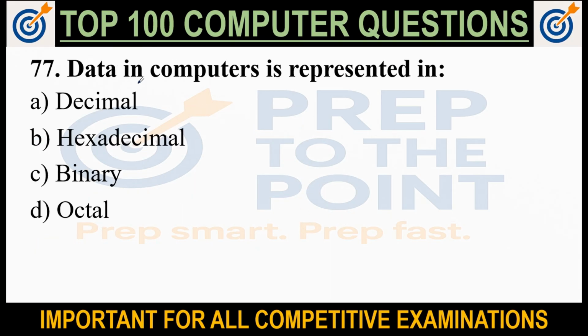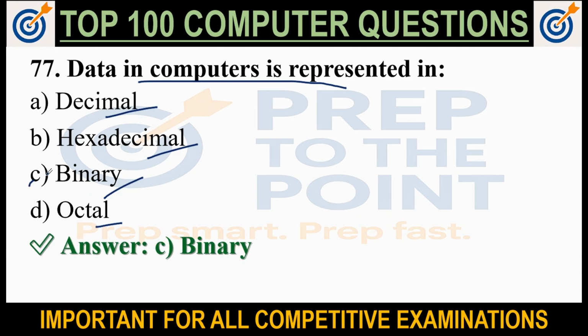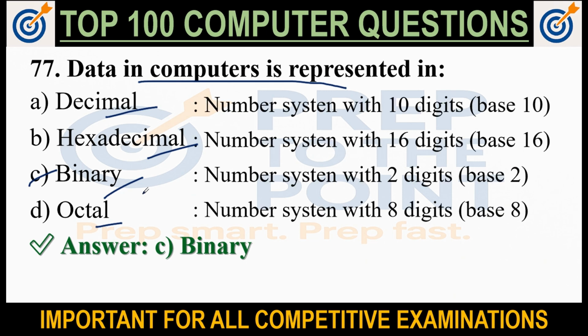Data in computers is represented in decimal, hexadecimal, binary or octal. The right answer is binary. Binary is the number system with 2 digits, that is 1 and 0. Decimal is the number system with 10 digits and base is 10. Hexadecimal number system with 16 digits and base is 16. Whereas octal is the number system with 8 digits and its base is 8.